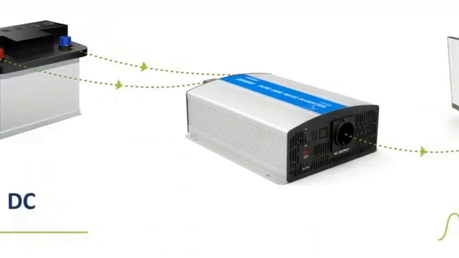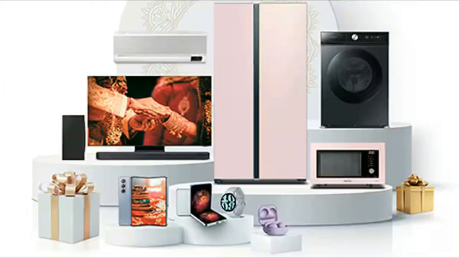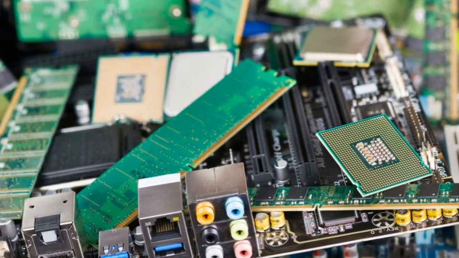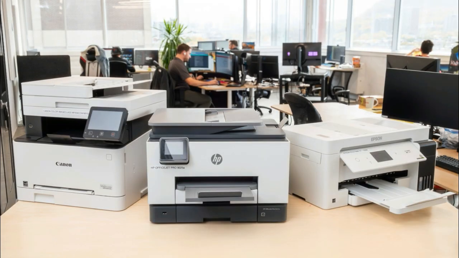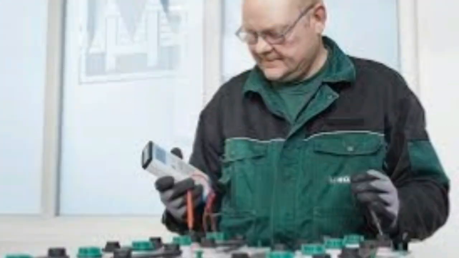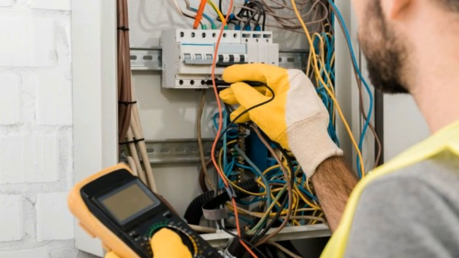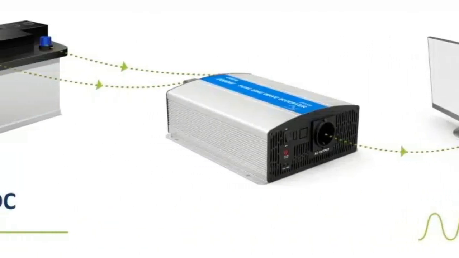A pure sine wave inverter can power most appliances that use AC power, such as refrigerators, microwaves, TVs, and lights. However, some sensitive electronics or motors require a pure sine wave inverter to function properly. These include variable speed power tools, laser printers, and certain medical equipment. Always check the manufacturer's specifications or consult a qualified electrician to determine if a pure sine wave inverter is needed for a specific appliance.